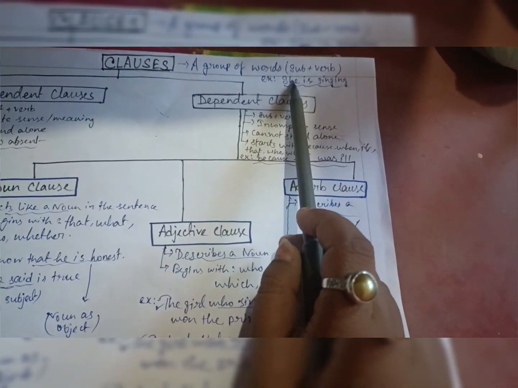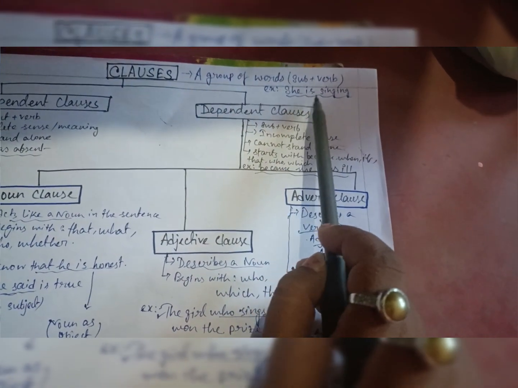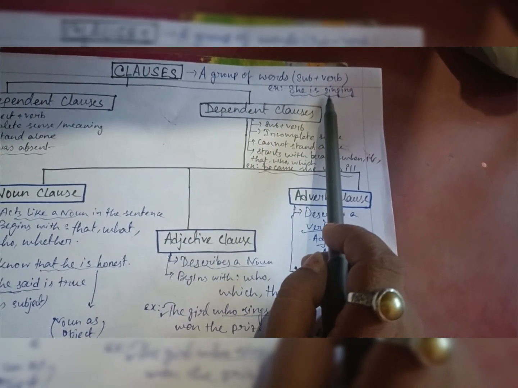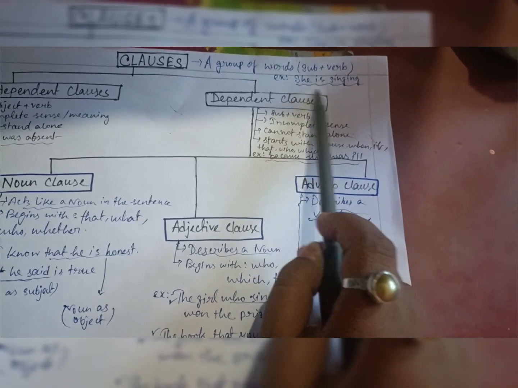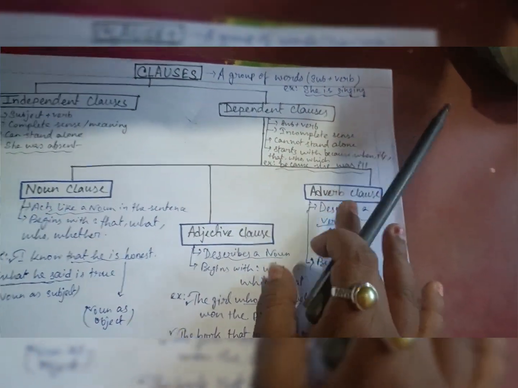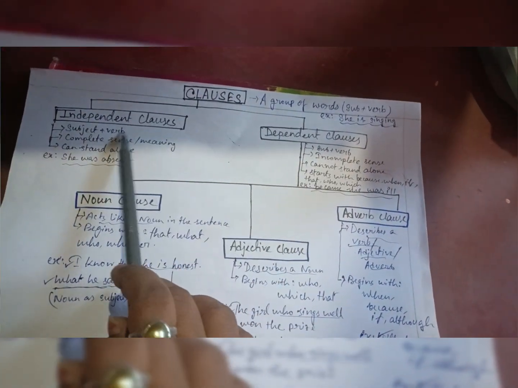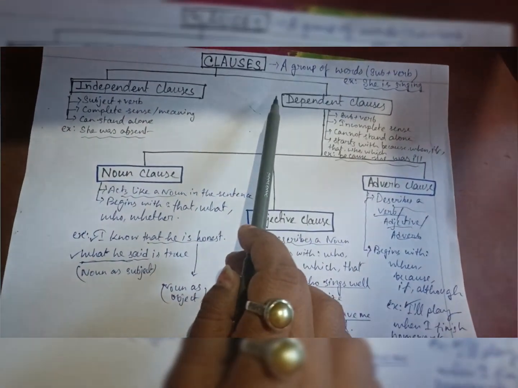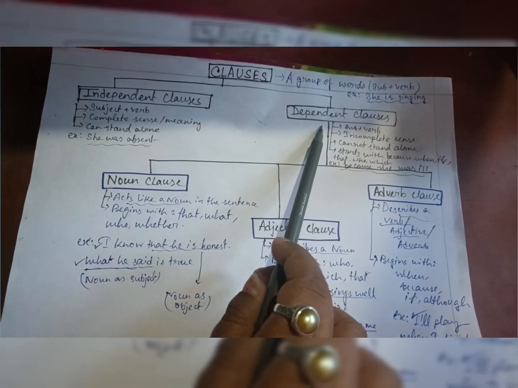She is singing. So what is she? She is the subject, and is singing, this is the verb. So you have understood that this is the present continuous tense. Next, these are the types of clauses. As I said, independent clause and dependent clause.